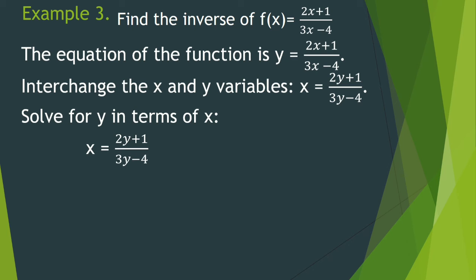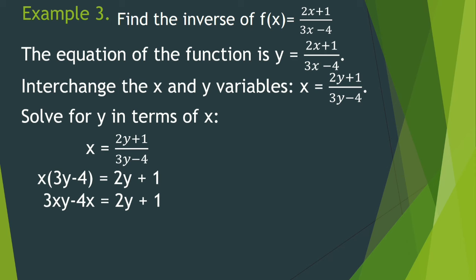So, dito, multiply natin ang both sides ng 3y minus 4. So, we have now x times 3y minus 4 is equal to 2y plus 1. So, 2y plus 1 na lang yung matitira sa ating right side dahil minultiply natin yung both sides ng 3y minus 4. So, we have now, by distributive property, x times 3y is 3xy. Then, x times negative 4, that's negative 4x, is equal to 2y plus 1.